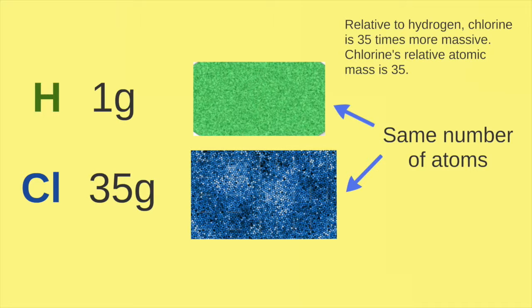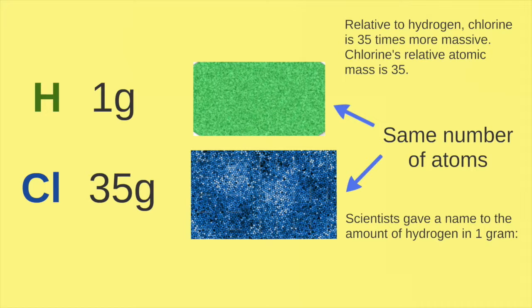And because hydrogen is the smallest atom, scientists decided to use the number of atoms in hydrogen as a benchmark. They gave that a name known as the mole. So, in a gram of hydrogen, there are a mole of atoms. And 35 grams of chlorine is also considered 1 mole.